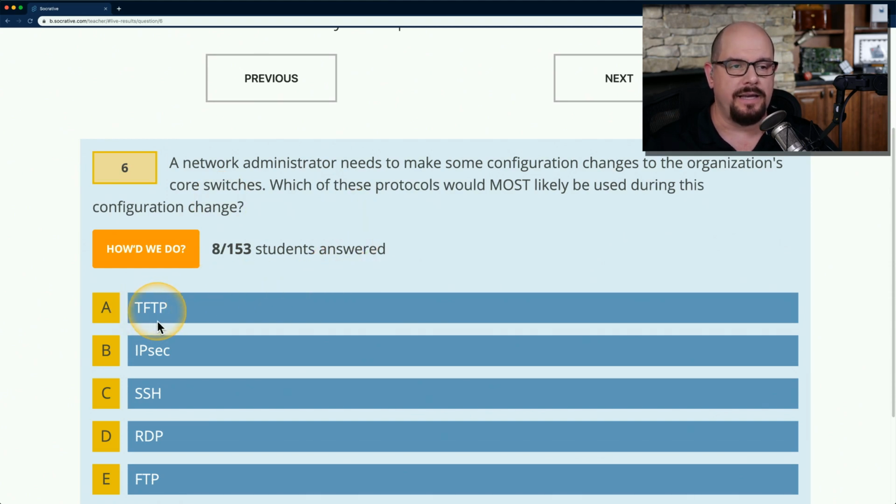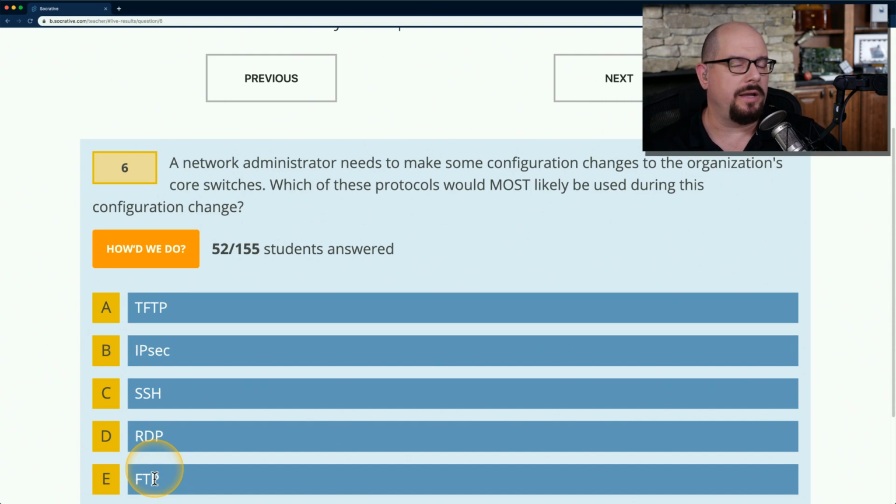Would it be TFTP? Would it be IPsec? Would it be SSH? Would it be RDP? Or would it be FTP? All five of those are valid protocols that you would use even today. Those are things you would absolutely run into. So you as the network administrator want to make some configuration changes to the organization's core switches. Which of these protocols would most likely be used during this configuration change? Is it TFTP, IPsec, SSH, RDP, or FTP?